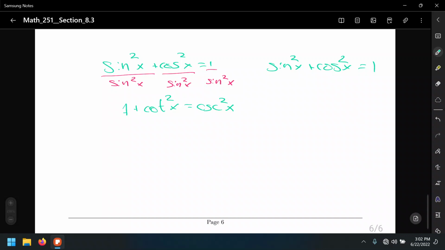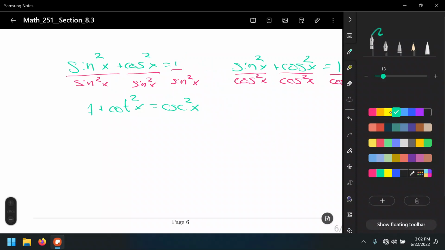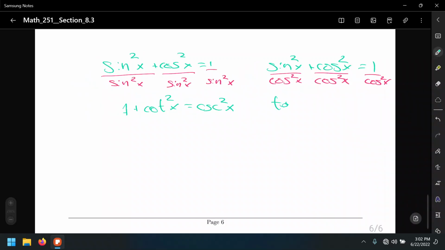On the other hand, guess what I'm going to do? Divide by cosine squared. So what's sine over cosine? Tangent, but because in this case we have a power 2, that's tangent squared. What's cosine over cosine? Cancel. Plus 1. And what's 1 over cosine? Secant. And that's where these other two trigonometric identities are coming from.